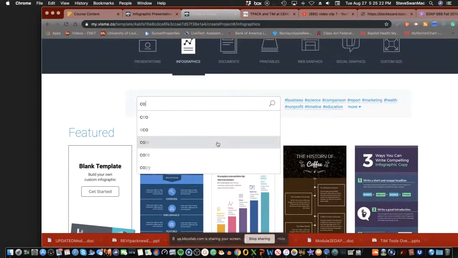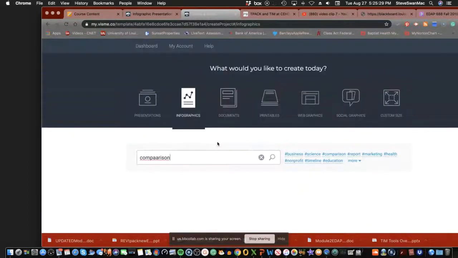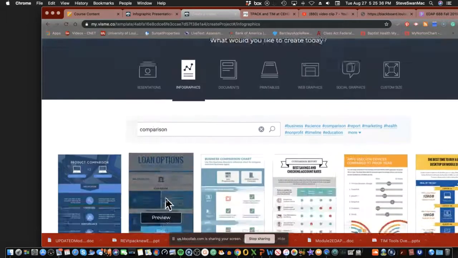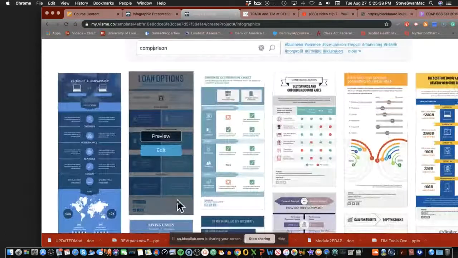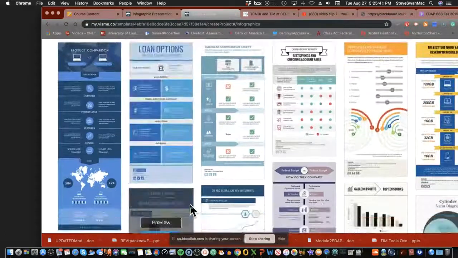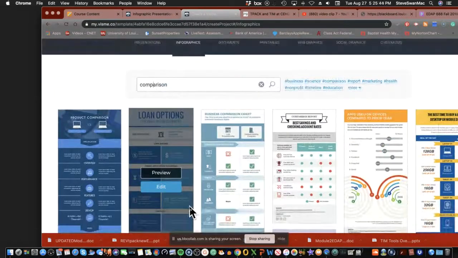Once I have decided on what it is that I'm going to make, I can come in and type in a search word. And if I spelled it right, it will take me to examples of comparisons. So in the assignment, Steve is asking you to develop an infographic that demonstrates the interweaving, the interconnectedness, and the parts that do not connect of TPACK and TIM.